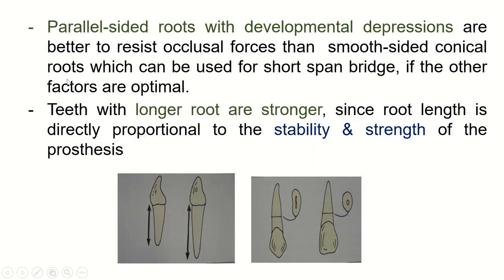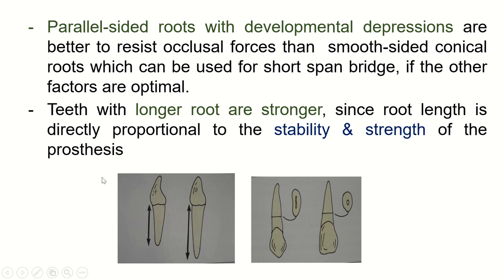Another factor is the shape of the root. If the roots are furrow-sided with a developmental depression, it will be better, give more support, and can resist the occlusal forces in comparison to the smooth-sided conical roots, which we see here in the central incisor. This does not mean that if I have a conical root shape we cannot use it as an abutment, but in this case it is indicated for short span bridges when other factors are optimal.